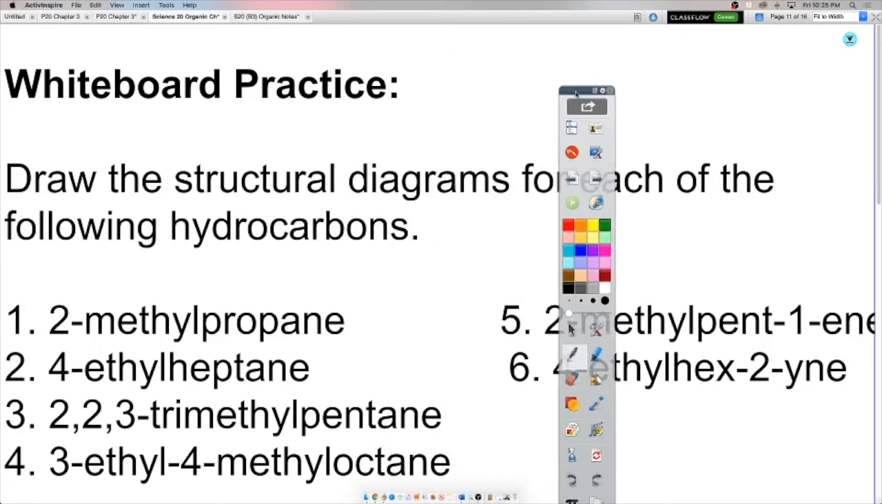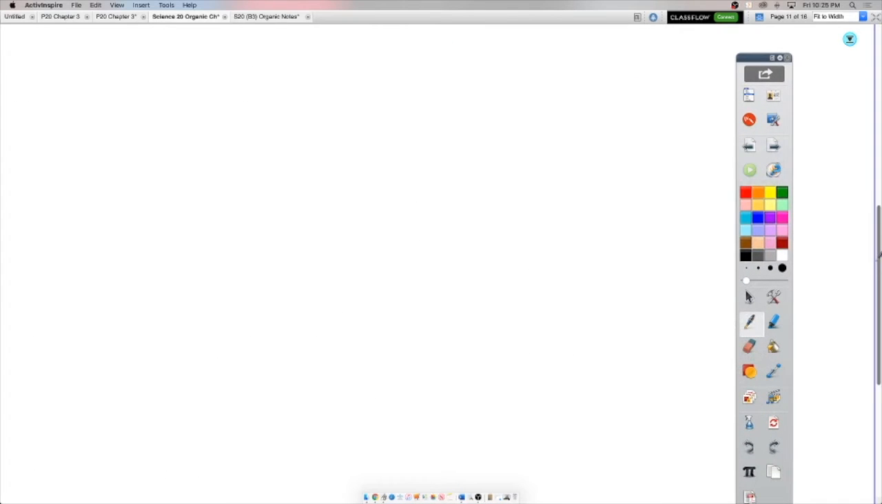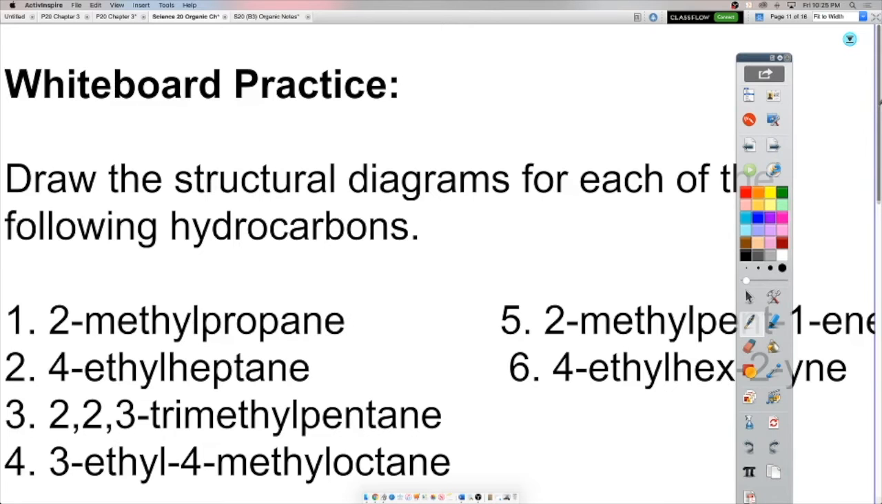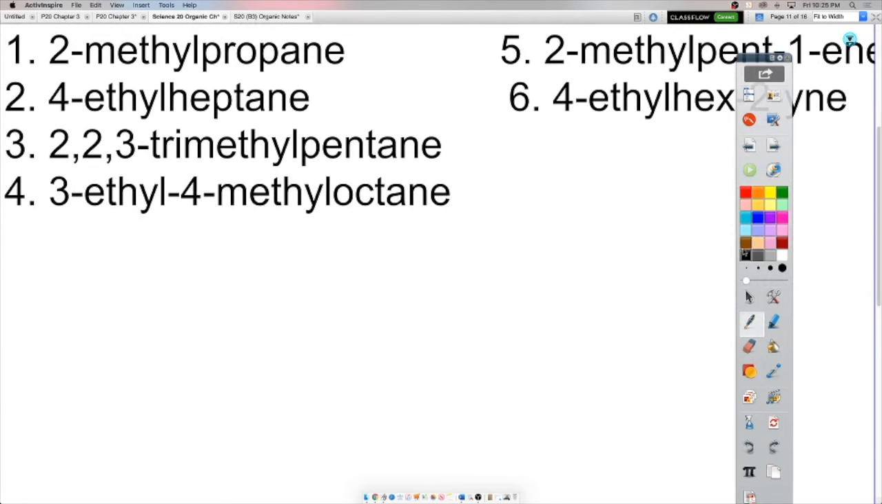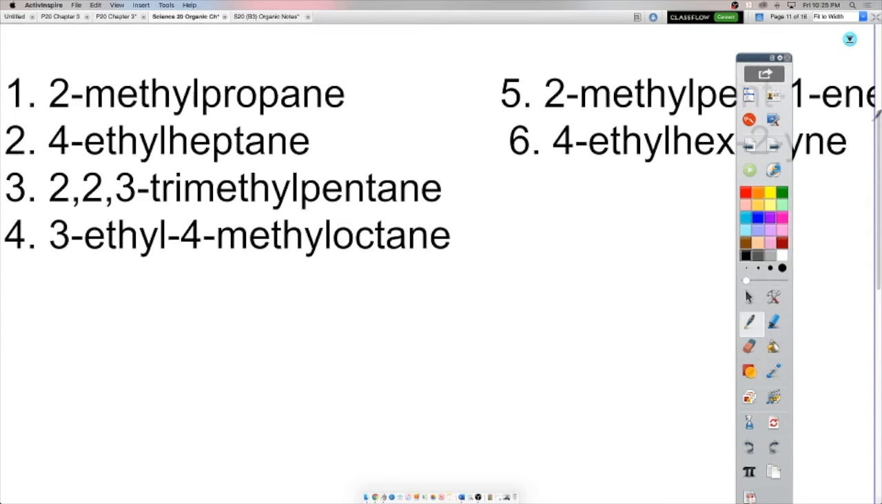All right, now drawing again, a little bit easier actually, because they can't trick you, right? They just tell you what's going to be there and you go ahead and draw it. So 2-methylpropane. We'll start with number 1, obviously. 2-methylpropane. Well, break it down. Always start with the parent chain. Okay, just like we always have.